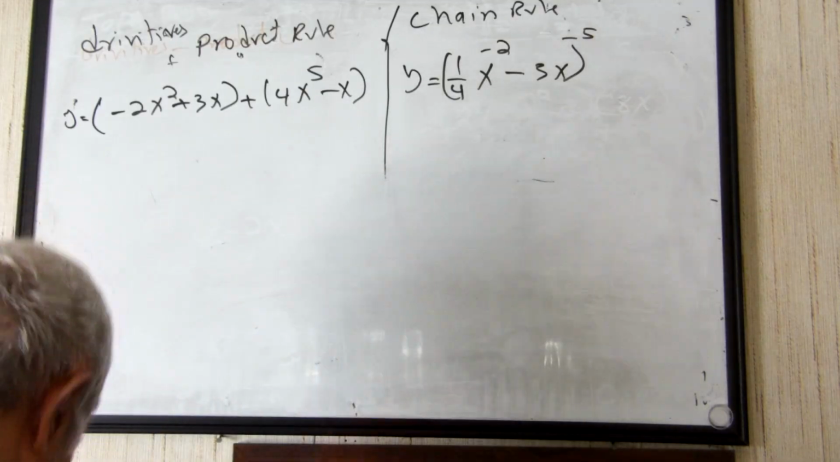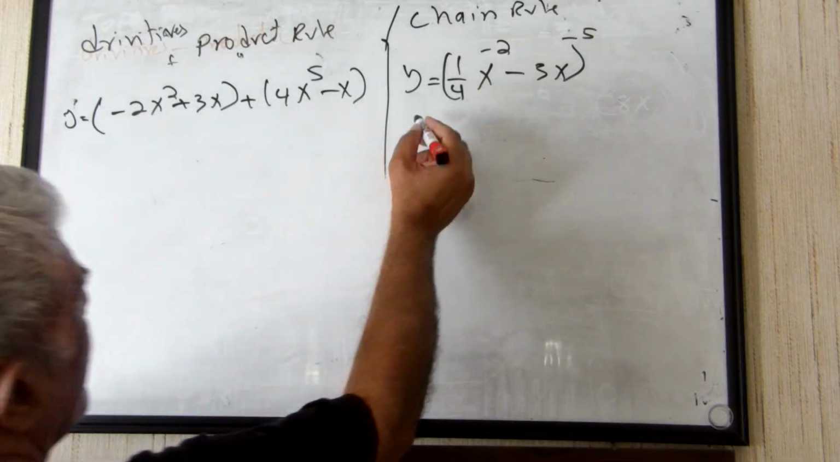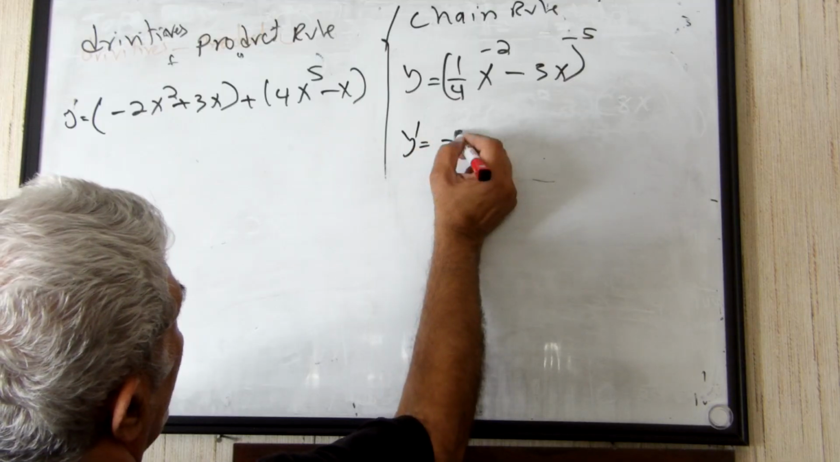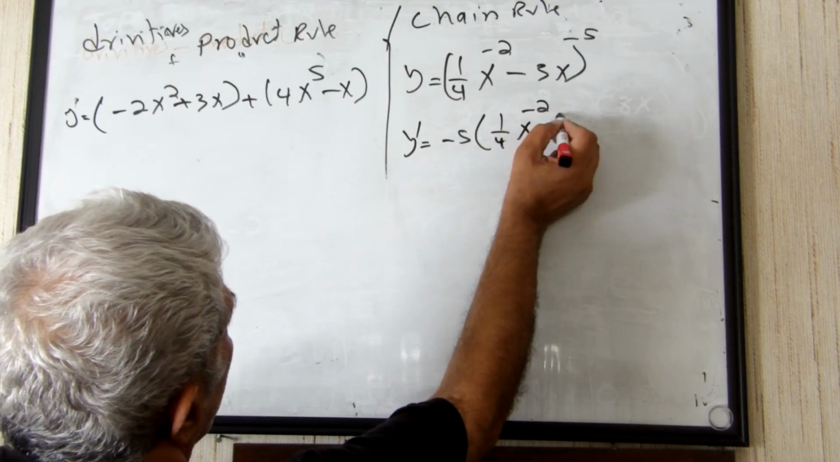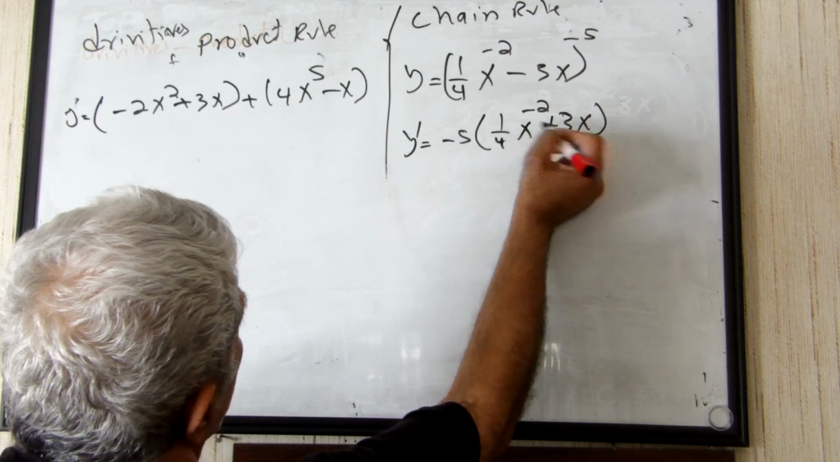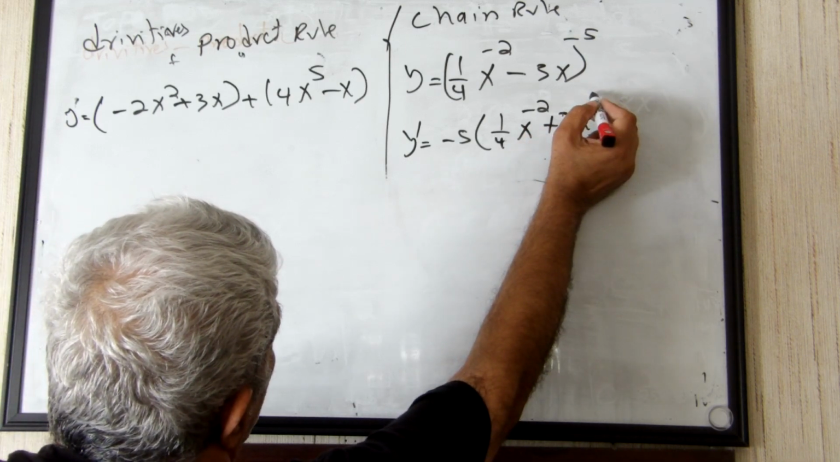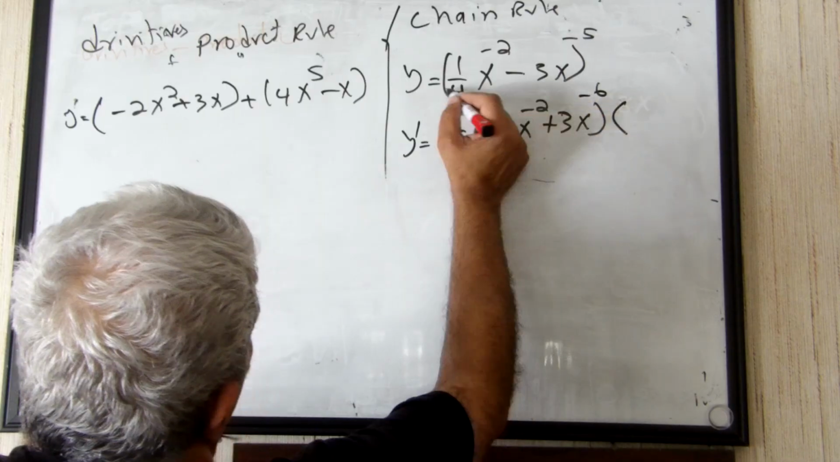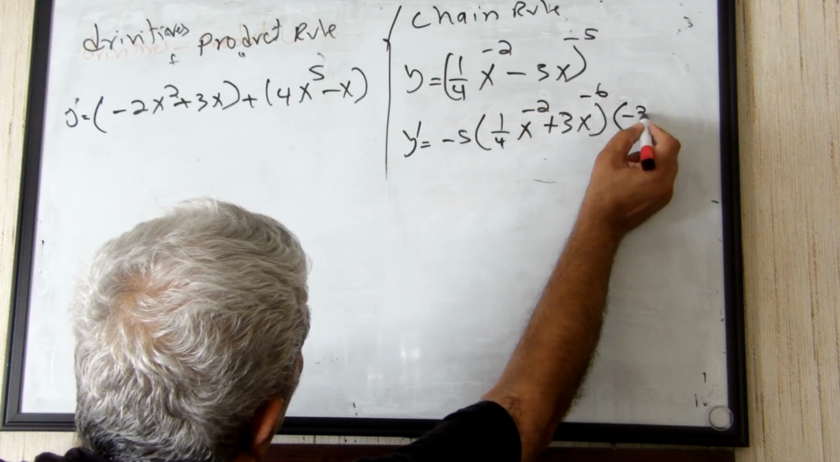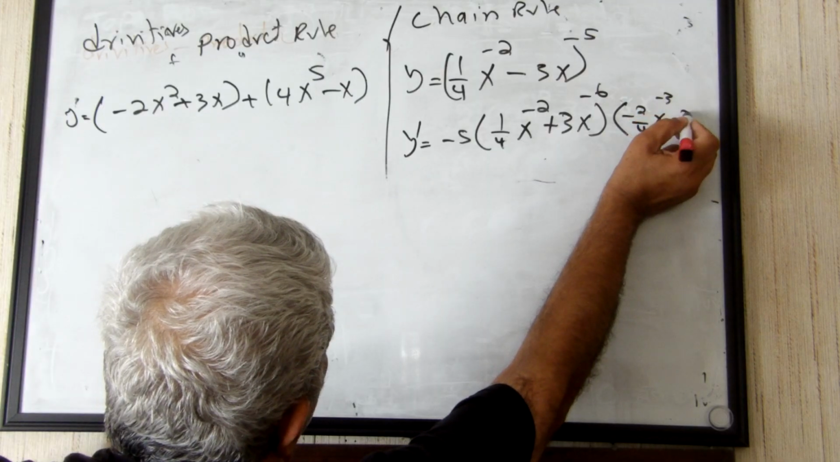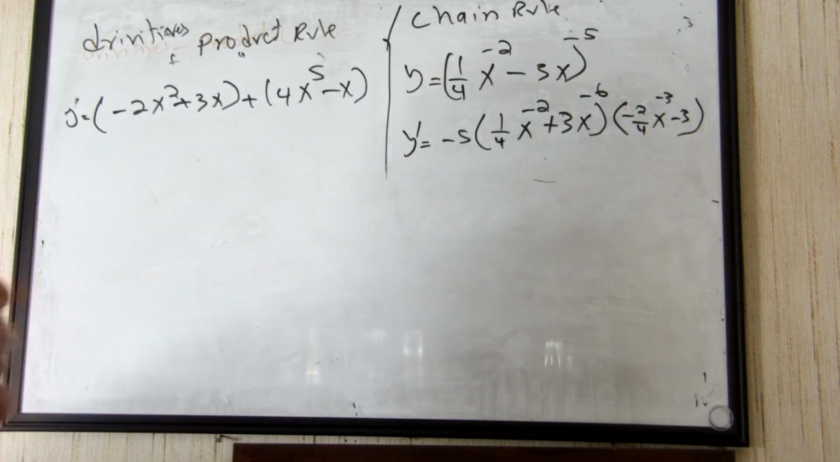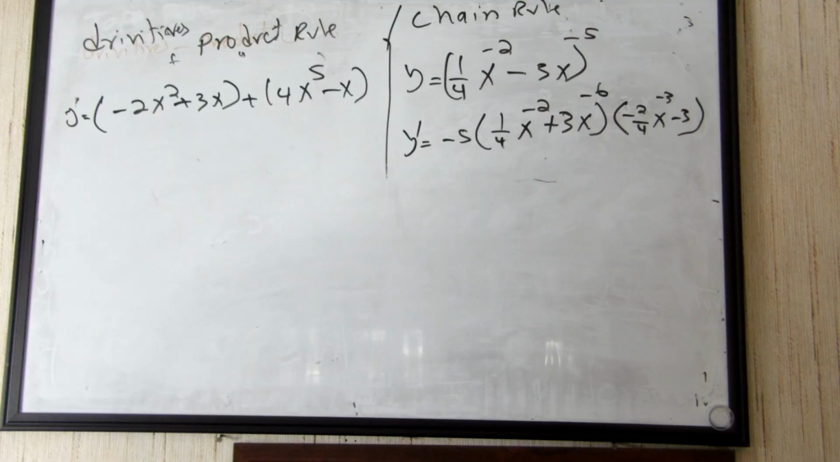Okay, the way we do it, we say y prime is equal to minus 5 times (1 over 4x minus 2 plus 3x), the same expression there. This is minus 5 minus 1, minus 6, times the derivative of this one, minus 2 over 4 times x to the power of minus 3 minus 3. Okay, this is going to be the answer.